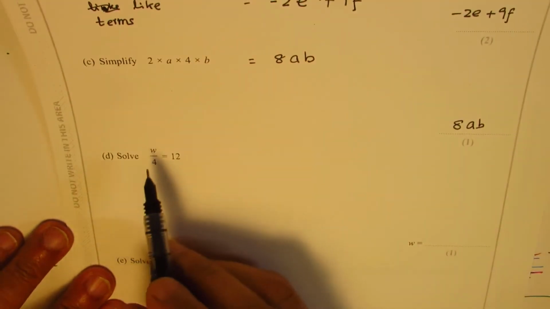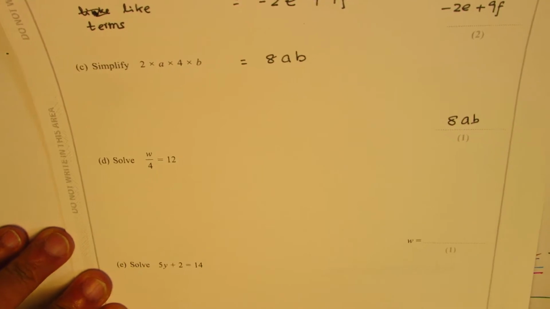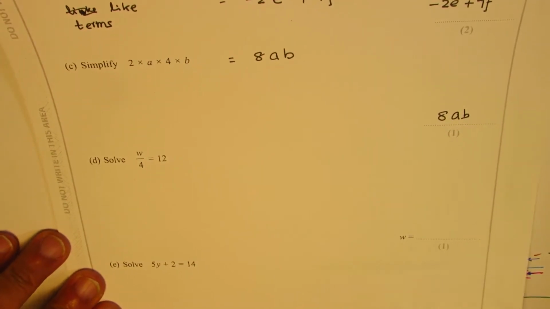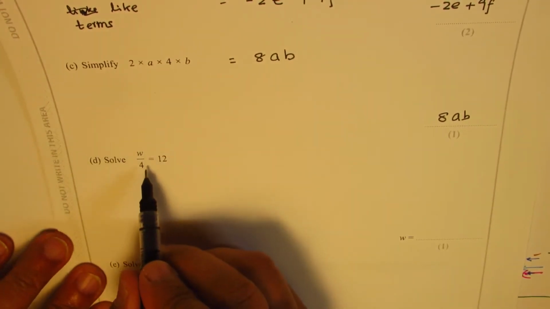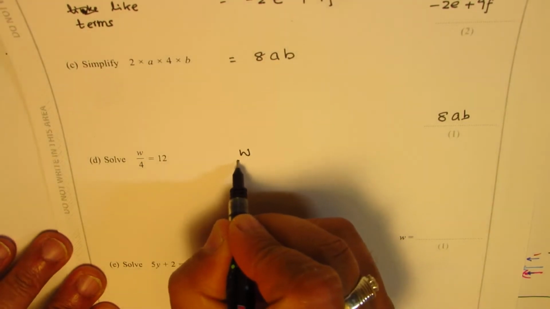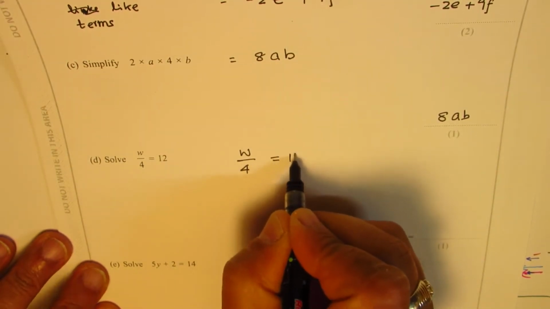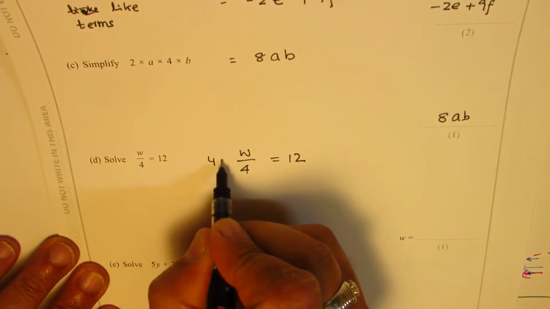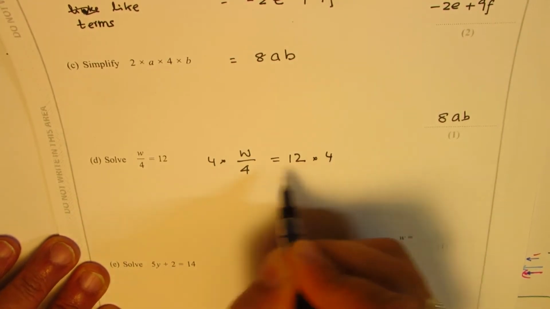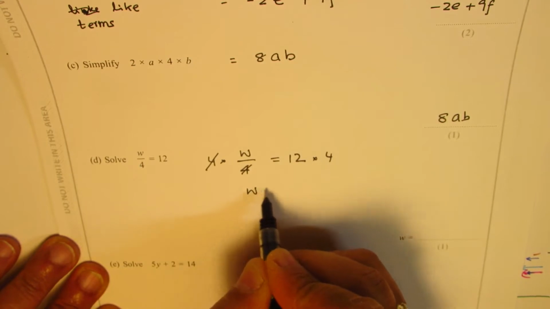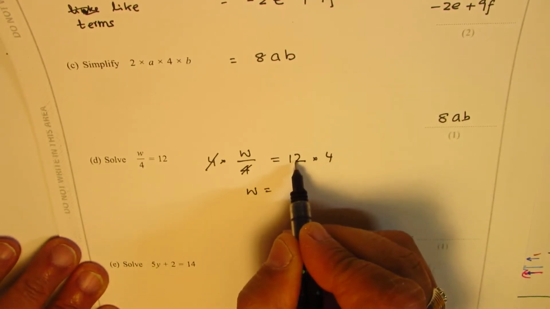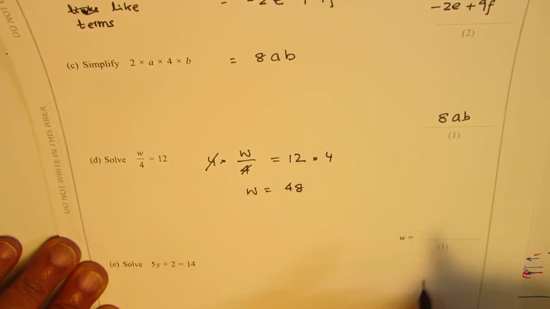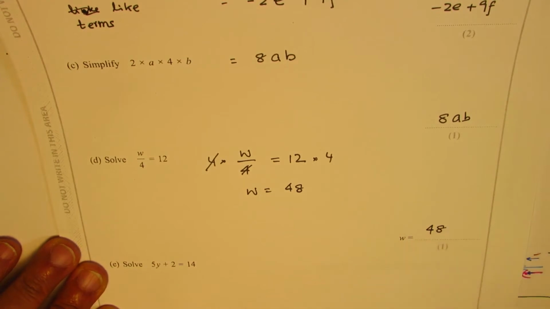Solve for w, right? So when you say solve, you have to find the value of the unknown variable, which is w in this case. So what we can do here is, we have w over 4 equals 12. Since we need the value of w, we can multiply by 4 on both sides, correct? So this 4 cancels and we get w equals 4 times 12, which is 48. So 48 is our answer.